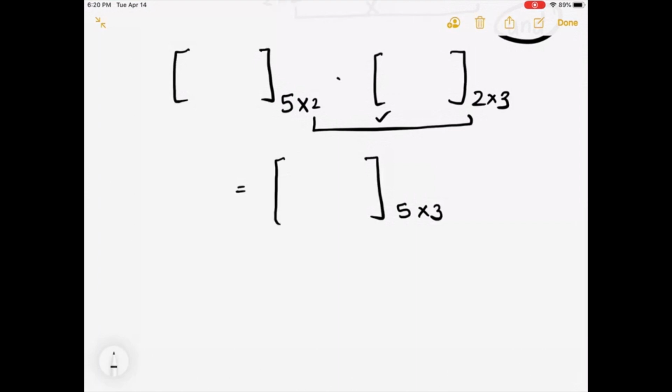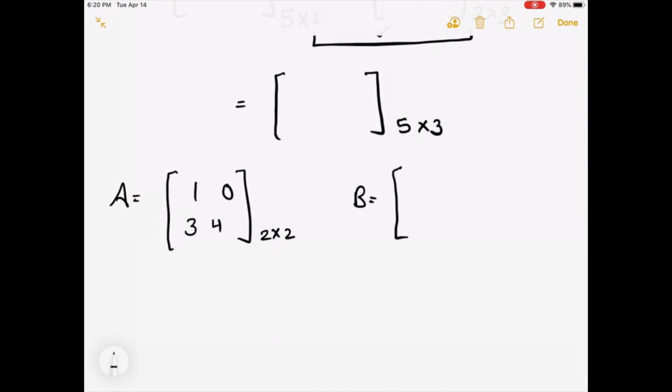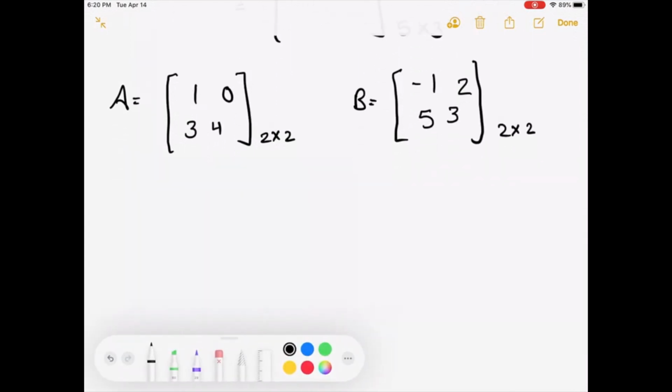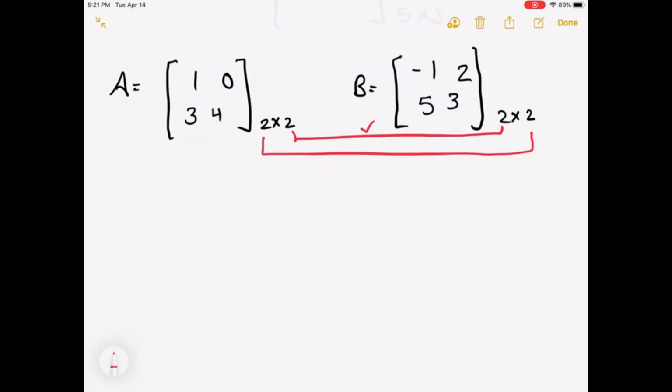Now let's get into the actual process of multiplication, starting with an easy example. Let's say matrix A is 1, 0, 3, 4, which is a 2 by 2 matrix, and matrix B is also 2 by 2, which is negative 1, 2, 5, 3. First, let's check if we can multiply. The inside numbers match up, so yes, we can multiply. The outside numbers give the size of the answer matrix, so my product matrix would have 2 rows and 2 columns.